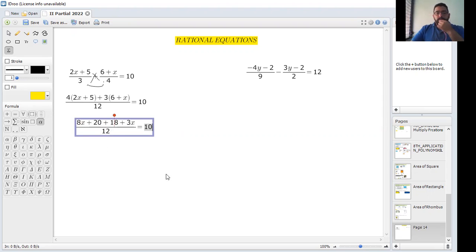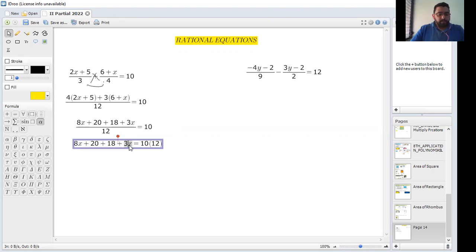After this, this number 12 is dividing. So applying inverse operation, you have to move it to the other side as multiplication. So you are going to have 8x plus 20 plus 18 plus 3x equal to 10. And the 12, which is dividing, we pass to multiply. So it's going to be 10 times 12, using inverse operation or transposition of terms.